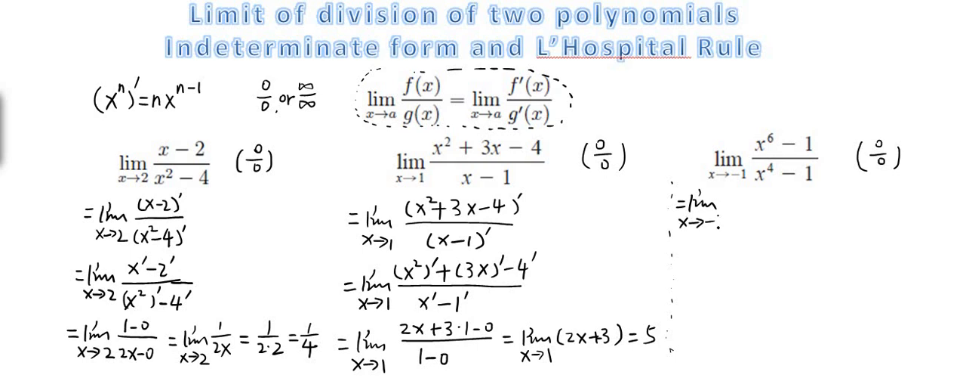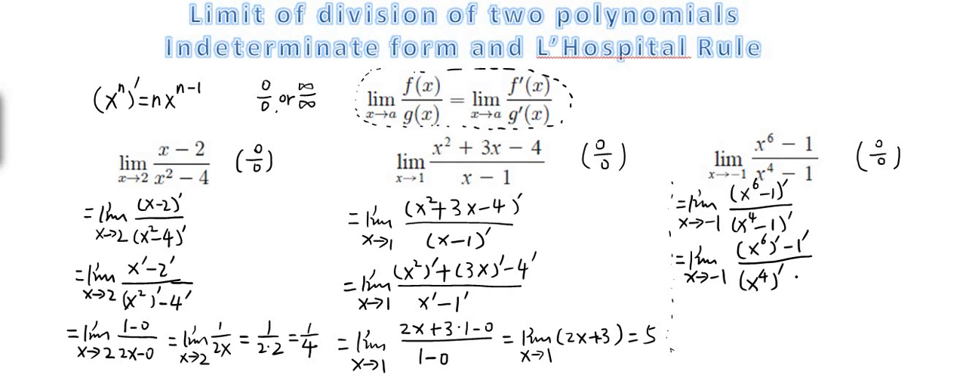X approaches -1. We do the derivative for each term. For the numerator we're gonna have the derivative of x to the power 6 minus the derivative of 1. That is a difference rule. And the denominator is the derivative of x to the power 4 minus the derivative of 1. Okay, and again we can follow the power rule.